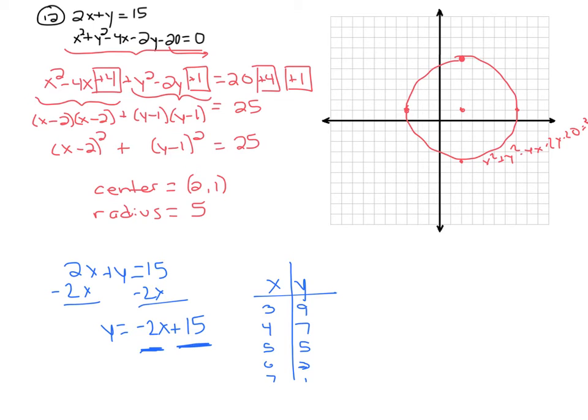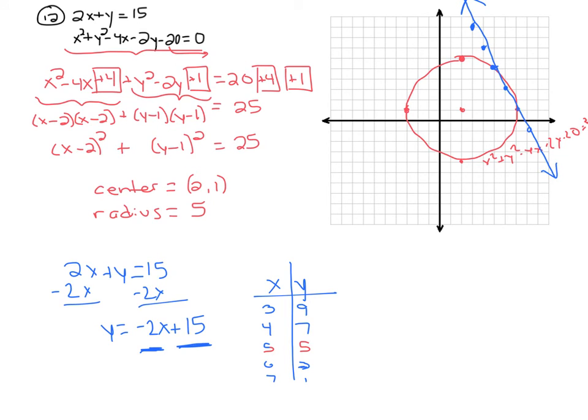So we have 3, 9, 4, 7. Really just going from this point down 2 over 1. 5, 5, 6, 3, 7, 1, and so on. And you are going to want to connect those, which you would be using a ruler. I am going to do my best to freehand this here, which came out pretty bad.